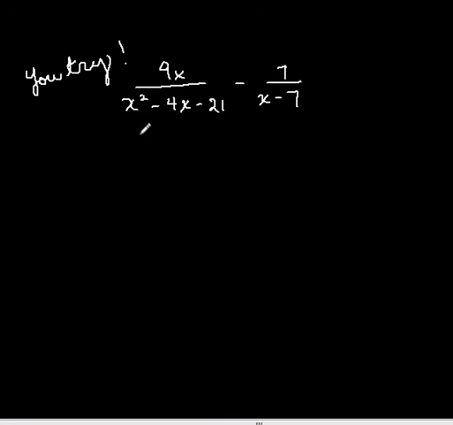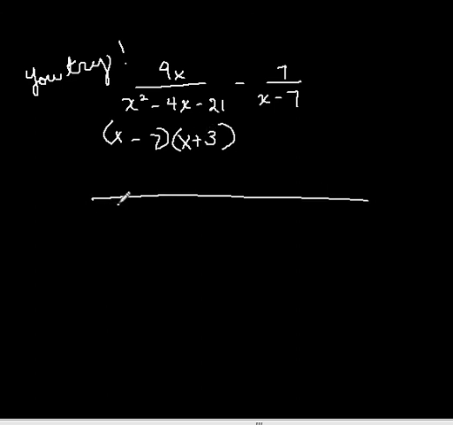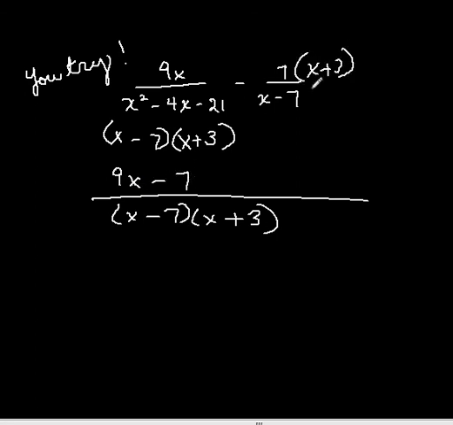Alright, let's do this together now. So, we get x, 7 and 3 would be my guess, negative, positive. Common denominator is x minus 7, x plus 3. This one's not missing anything, it's exactly the same, so you can write the 9x. This one's missing the x plus 3. So we're going to get minus, remember to distribute, minus 7x minus 21.